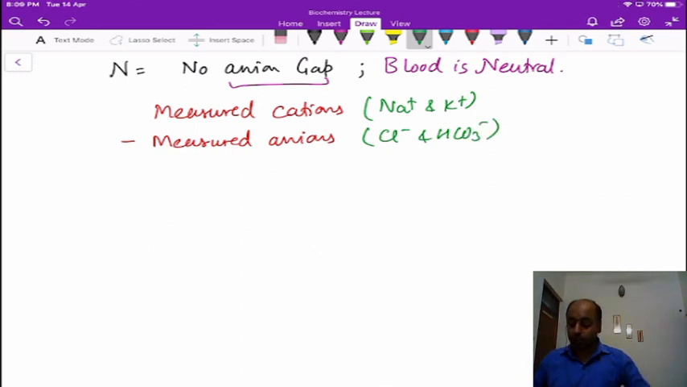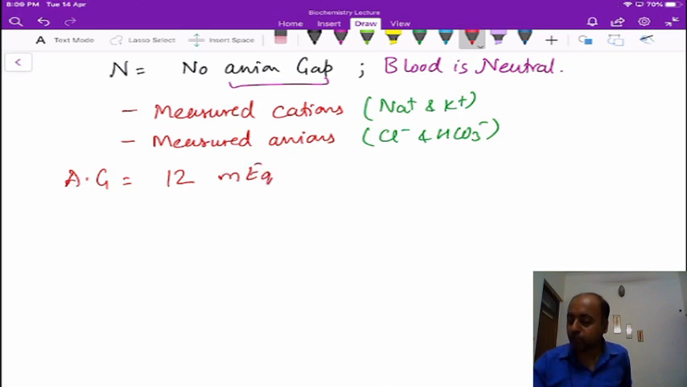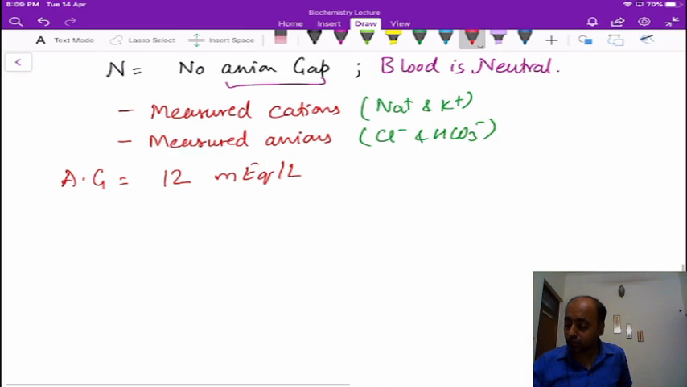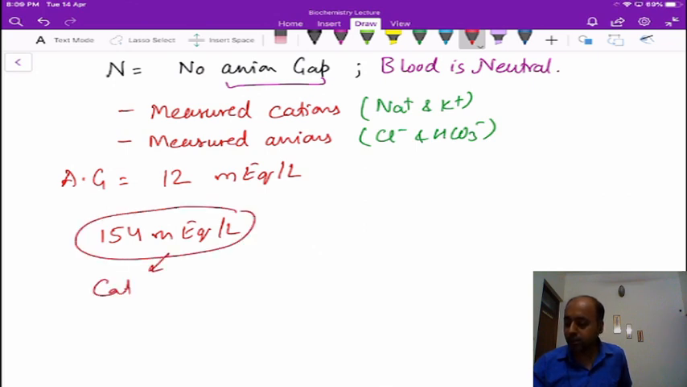Obviously, they are not all the cations and anions. You cannot measure everything. As a result, when we measure, we get a difference. Typically it is 12 milliequivalent per liter. Now, let's say the values are 154 milliequivalent on both sides, same number of cations, same number of anions.